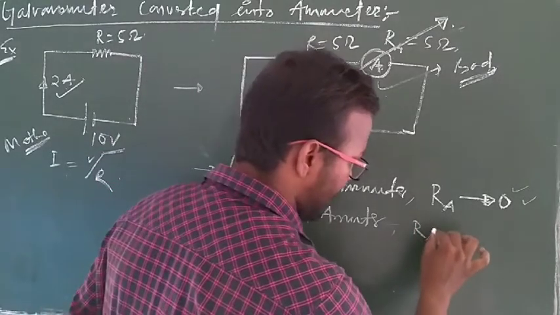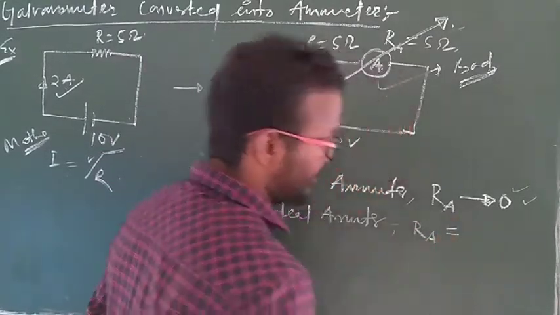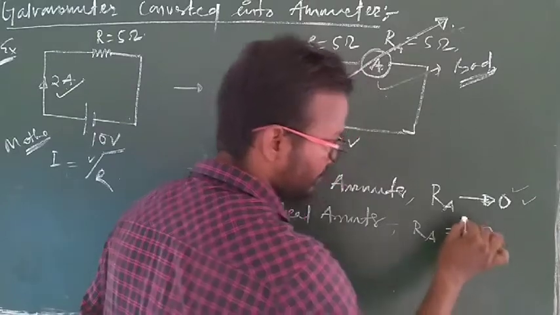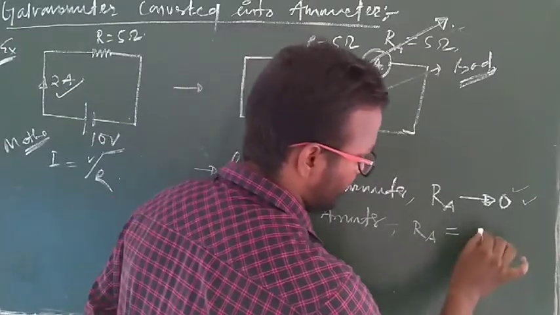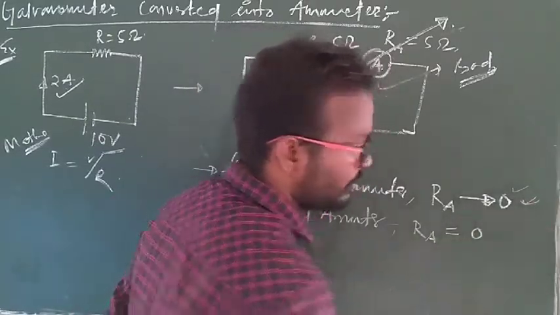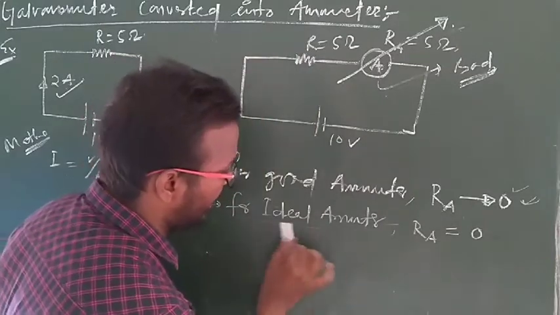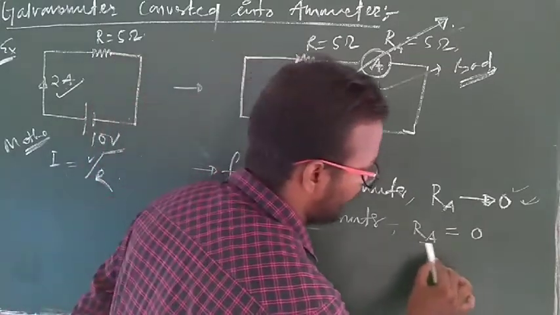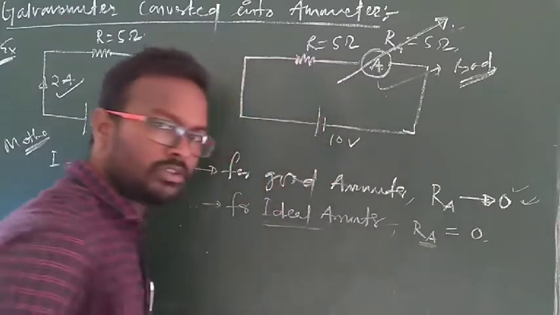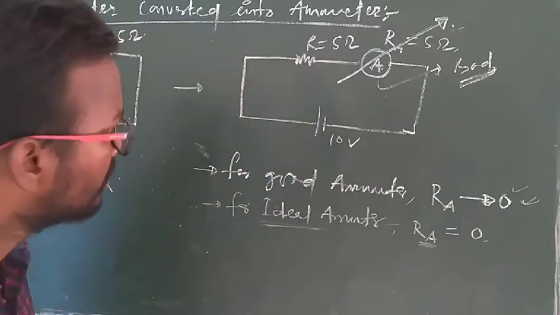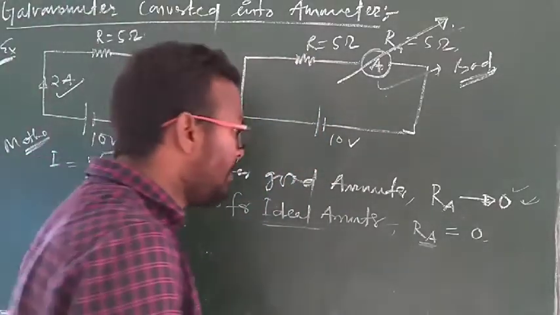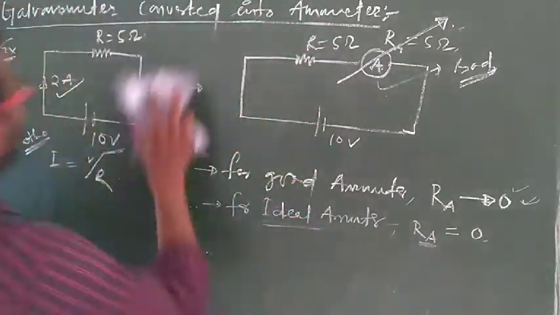So for a good ammeter, the resistance of the ammeter tends to 0, and for an ideal ammeter, the resistance of the ammeter should be equal to 0. Clear? Okay.